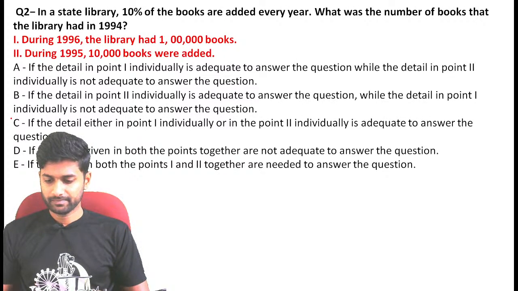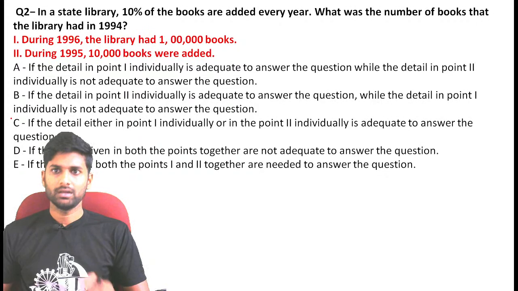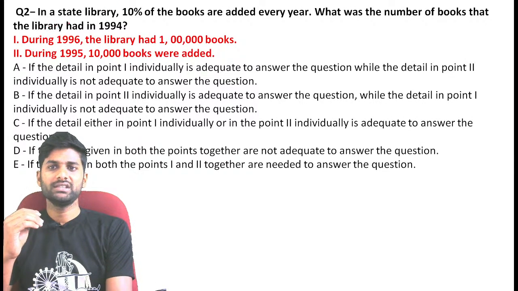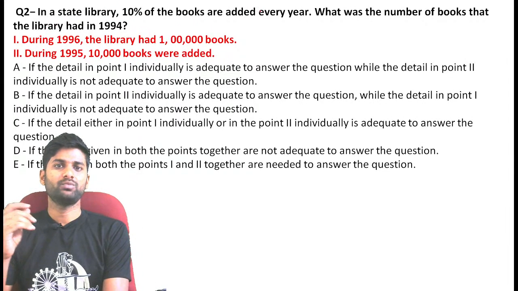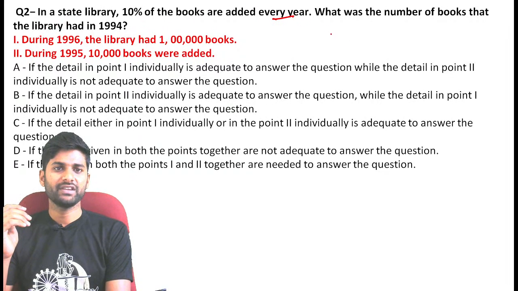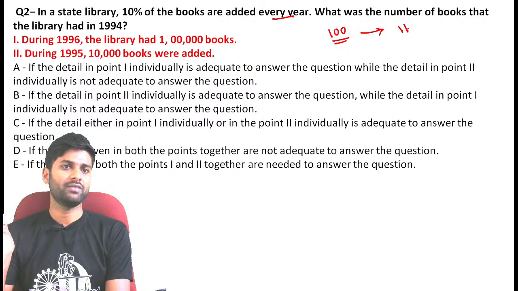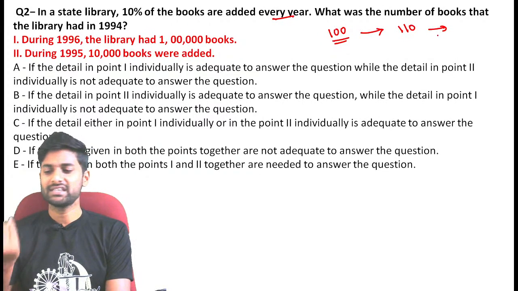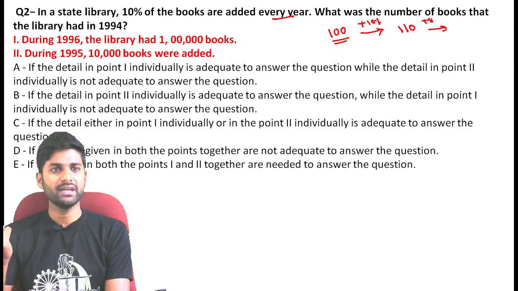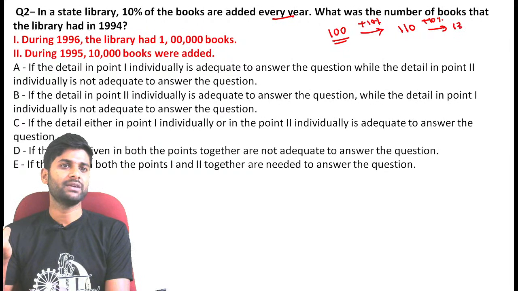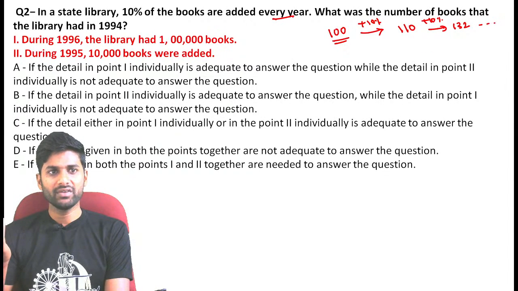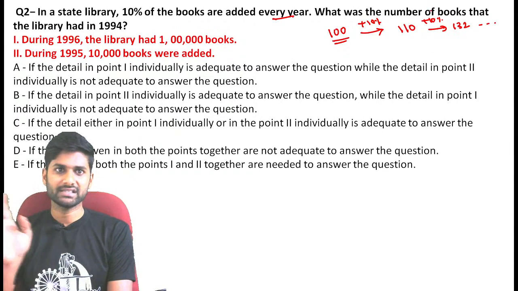Just try this one. See, second question. In a state library, 10% of books are added every year. It means, for example, this year the value is 100. Every year it increases by 10%, so the next year the value becomes 110. Again, next year it increases by 10% again, so the next value becomes 121, and then 133 and so on. In that way they increase, guys. So just take it as information.